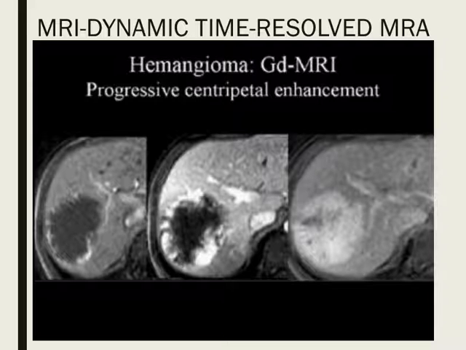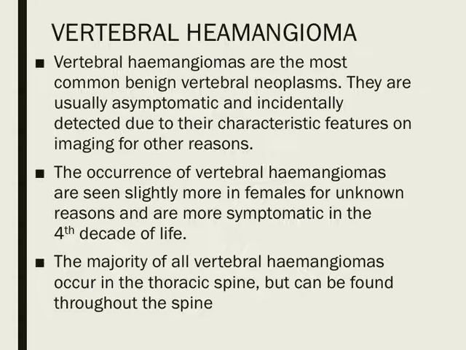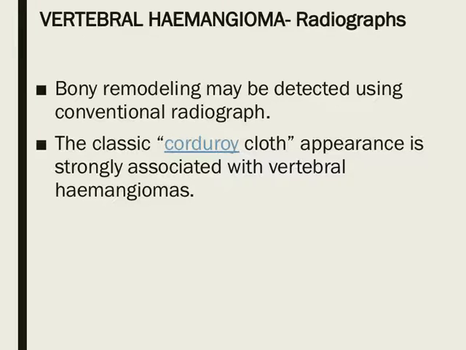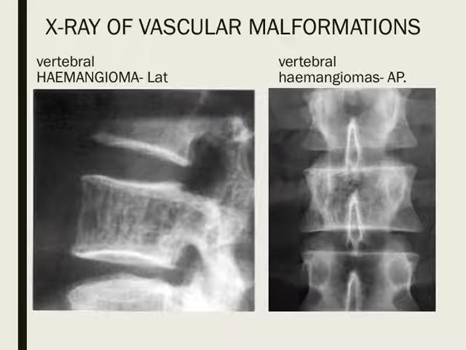So that's the dynamic time result. So you also can have vertebral hemangiomas, and it's common in the fourth decade and also in females. Thoracic spine is the most common location, and the classic appearance is the corduroy or the gel sign. So usually you have your vertebrae showing prominent trabeculae that are vertically oriented. It's easier to pick them on the lateral than on the posterior anterior view.